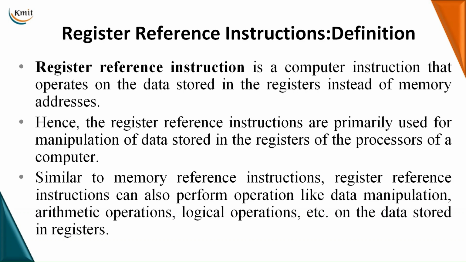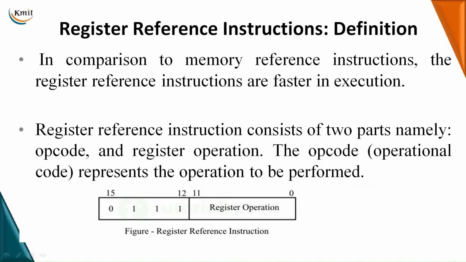These instructions are primarily used for manipulations on the data which is being stored in the registers of the processor of a computer. Similar to memory reference instructions, register reference instructions can also perform data manipulation operations, arithmetic operations, and logical operations. All types of operations can be performed on the data, provided the data has been stored in the registers. When you compare it with memory reference instructions, register reference instructions execute much faster.